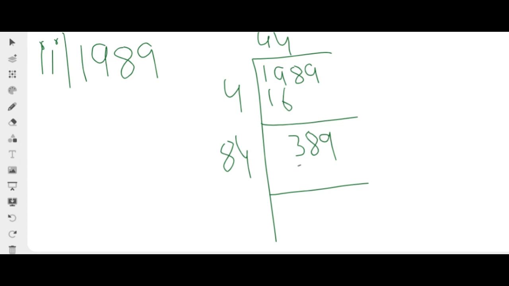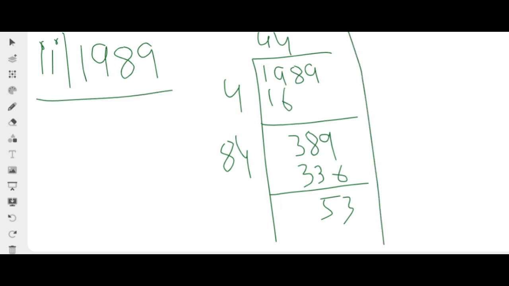And the less than is 336. Now 389 minus 336 will give us 53. We don't have to continue until we get the answer 0. If we get any remainder, that is a good thing, because we are trying to find a perfect square. So here the remainder is 53. It represents that the square of 44 is less than 1989 by 53.